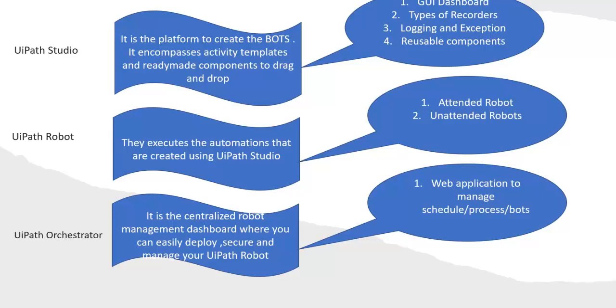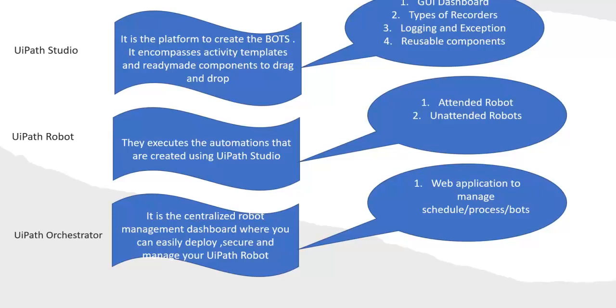And in UiPath Robot, they execute the automation that are created using UiPath Studio. And as we have discussed in the last video, there are two types of bots. One is attended bot and another one is unattended robots. And UiPath Orchestrator, it is a centralized robot management dashboard. It is a web application wherein you can deploy, you can monitor and schedule the bots.